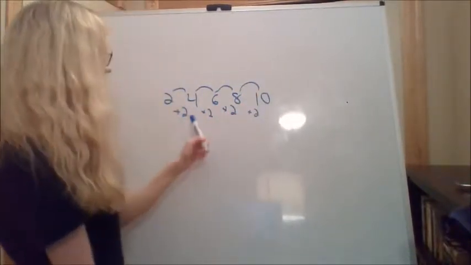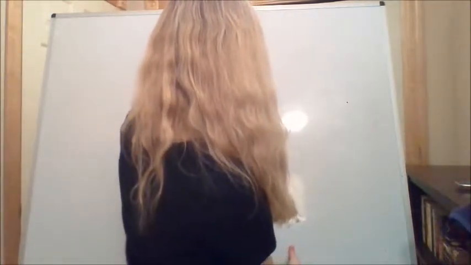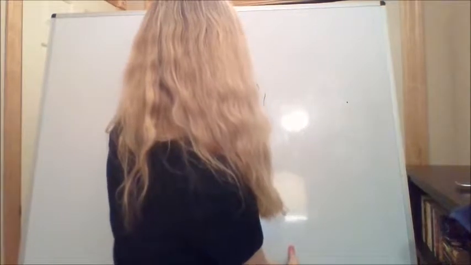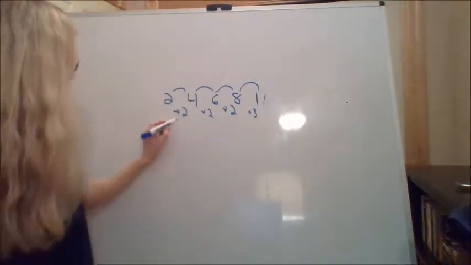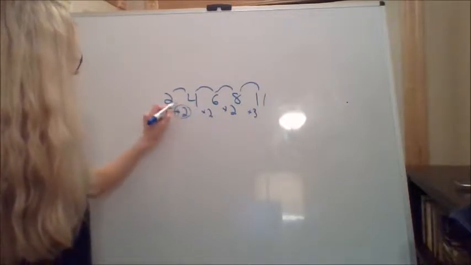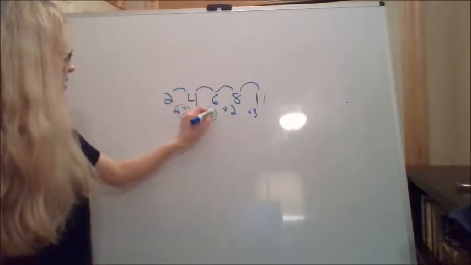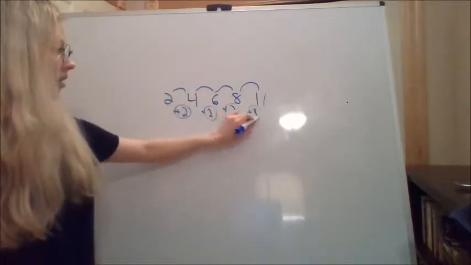So that would be a sequence here. If we had an 11 here instead of a 10, then that would make this a 3. And so this would not be an arithmetic sequence because the value that we are adding between each of these numbers would not stay constant.